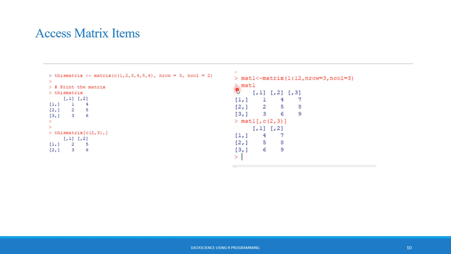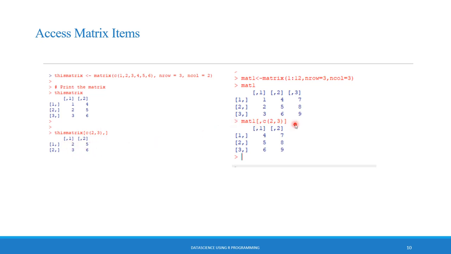Let's see how to access multiple rows as well as multiple columns. In case you want to access multiple rows, mention the name of the matrix, and within the square bracket make use of the c function. Within the c function, mention the row numbers. This is the matrix I have created. If I want to access the second row as well as the third row, I can make use of the function c. So mention the name of the matrix within the square bracket, use the c function, enter the row numbers, 2 comma 3, comma. This will return rows 2 and 3.